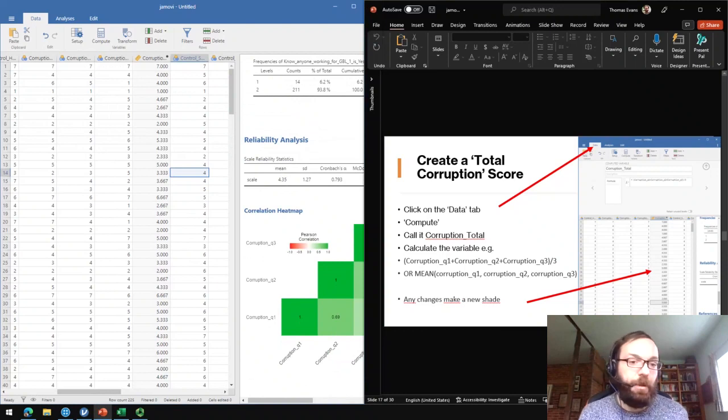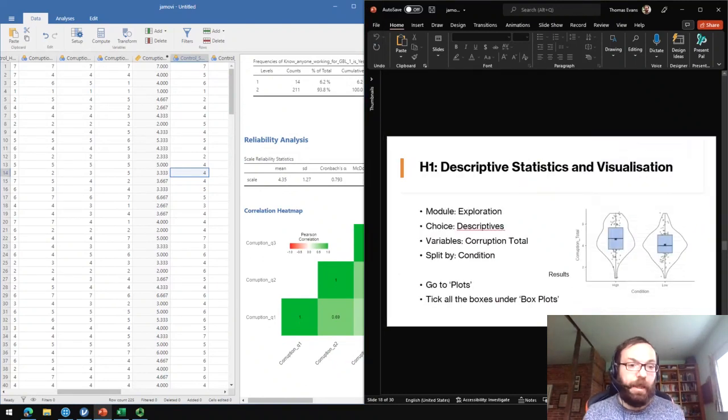So what we're now going to move on to, now we've got our total scores, is start looking at our analyses. I'm going to tackle hypothesis 1 first. So hypothesis 1 is that organisations with a higher organisational structure will be associated with more corruption or perceived corruption than those in a flatter organisational structure.